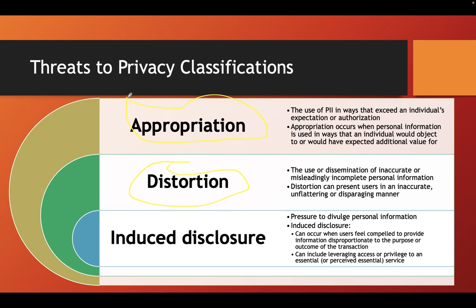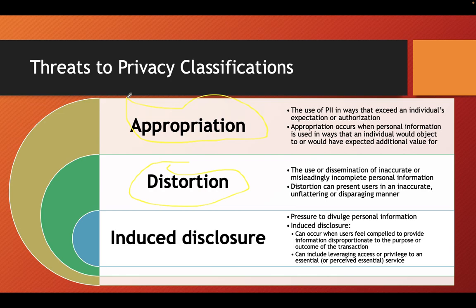Then the third threat to privacy is induced disclosure. Induced disclosure could include, in movies, when you hear "under duress." "I was under duress," meaning you were forced to say some of the things that you said. Even if they are correct, you were forced. In a legal case, you can claim that you were under duress. Whatever you said, you were not saying it from your own volition. You were forced to say that. Force was applied. So induced disclosure is a threat to privacy.